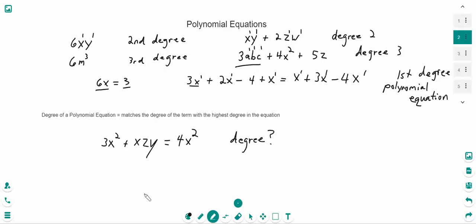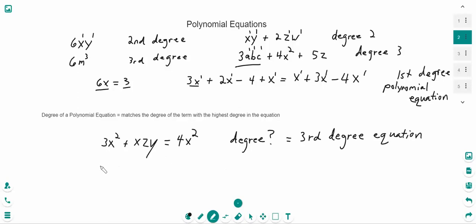All right. Well, looking at it, we'd look at each individual term, and we would say, well, this has a degree of 2. This has a degree of 3. This has a degree of 2. So the highest degree is 3. So this is a third degree equation. I might even say polynomial equation. All right, so that is how we find the degree for an equation.